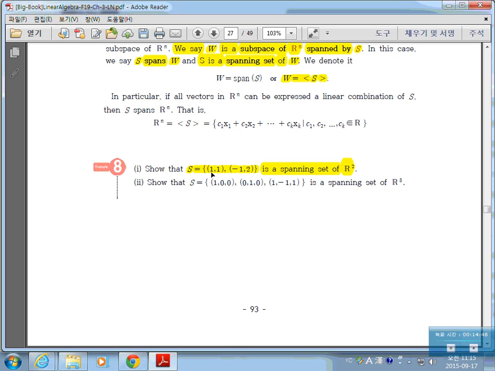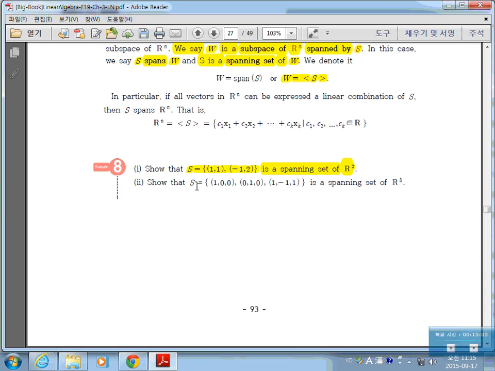Here, this set S spans R2. And so we can say this S is a spanning set of R2, or S spans R2. The span of this S is equal to R2.